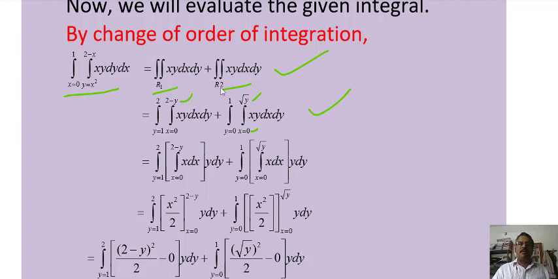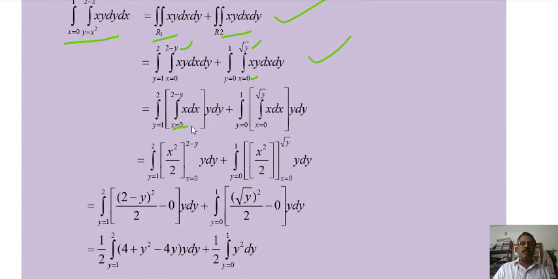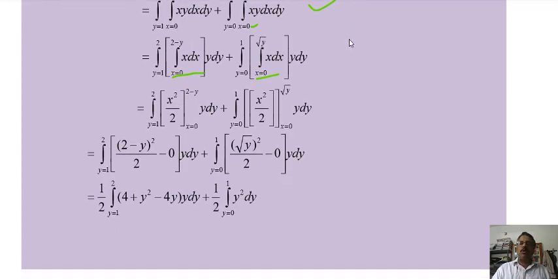For this purpose, separate the x variables and y variables. Inside, the x variables, and also in the second integral the x variables. Now the integral of x dx equals x square by 2, a known formula. Here also the same integral, x square by 2. Here the limits are different: x is 0 to 2 minus y, here x is 0 to root y.